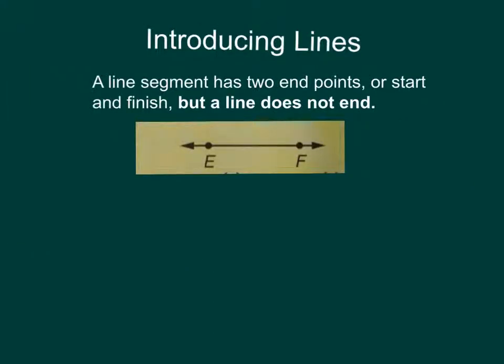Now we're going to be talking about lines. So introducing lines. A line segment has two endpoints or start and finish. But a line does not end. Notice the arrows on both ends here, arrowheads. This signifies that this is a line.